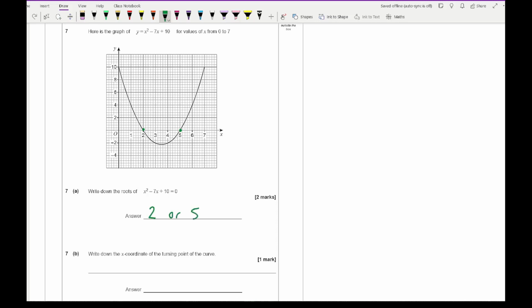It then says write down the x-ordinate of the turning point of the curve. Now the turning point is here, and I would say that that's going to be around 3.